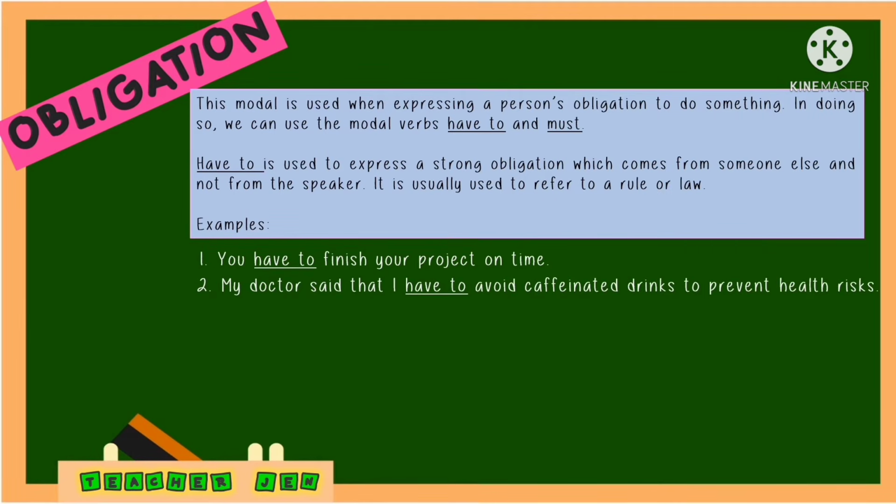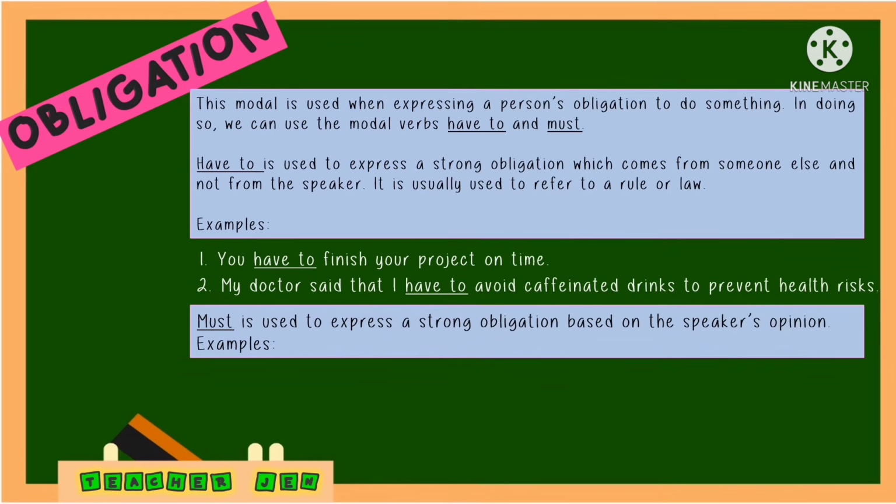My doctor said that I have to avoid caffeinated drinks to prevent health risks. For this example, the subject of have to, which is I, is obliged by a doctor to avoid caffeinated drinks. The next modal of obligation is must. Must is used to express a strong obligation based on the speaker's opinion or feelings.